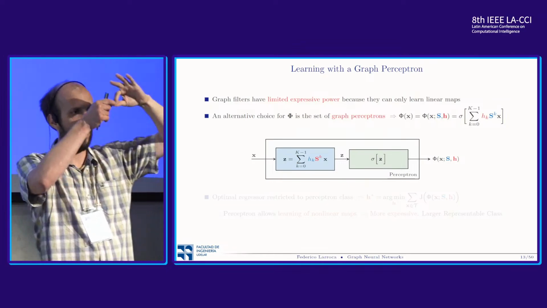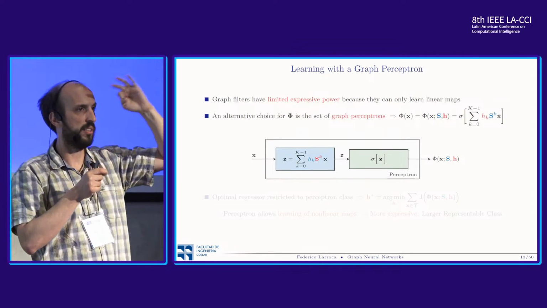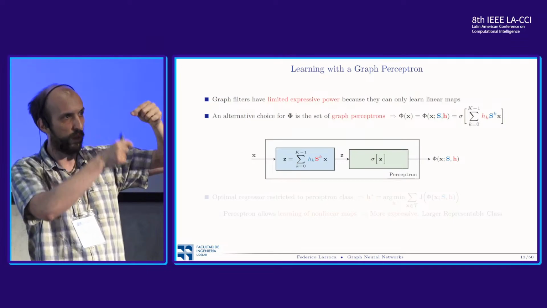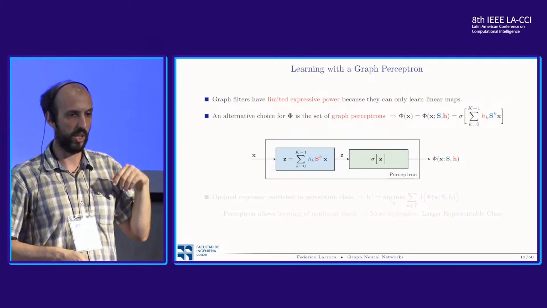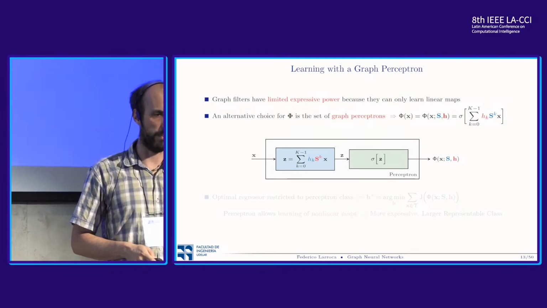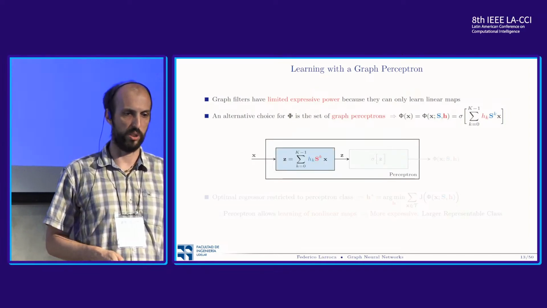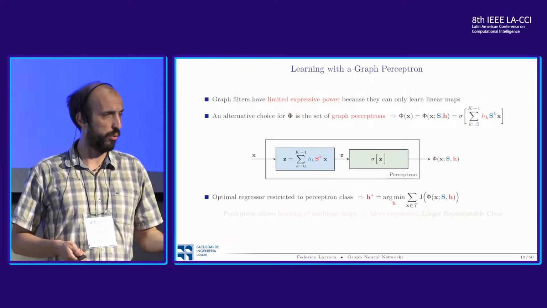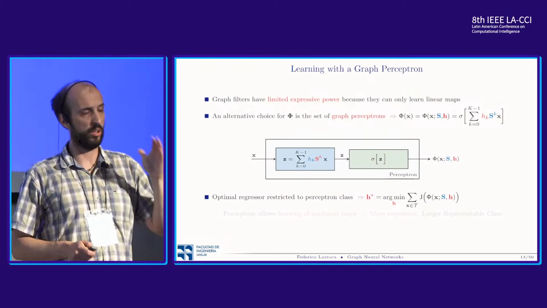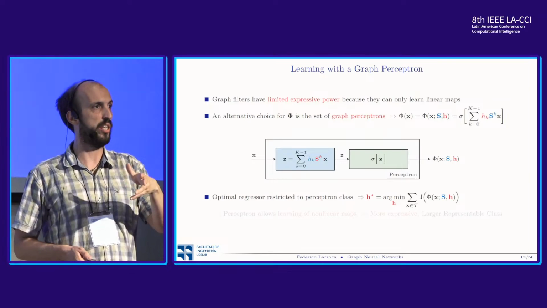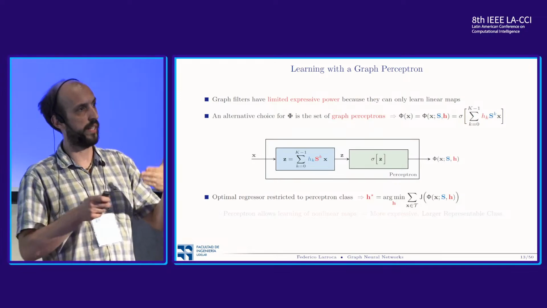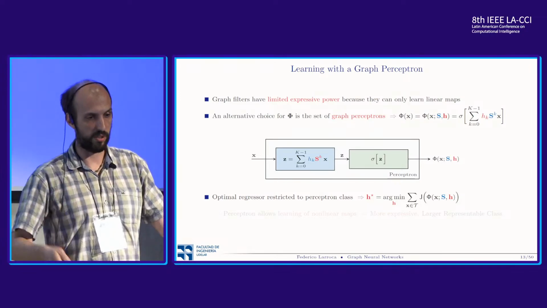So if we have a single number per node, we will take the ReLU of each of those entries separately. And that gives us a perceptron, a graph perceptron in this case. And what we're looking for is exactly the same as before. The nonlinear function is given, and we're still looking for the filter that provides us with the best estimate.